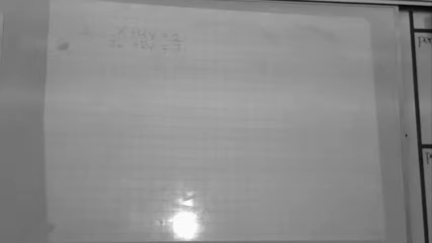All right, we are on chapter 8-4, page 258. We're going to go ahead and look at question number 2. Question number 2, we want to solve this system of equations. We want to multiply first before we add or subtract.